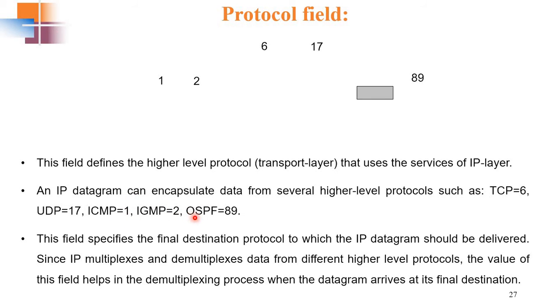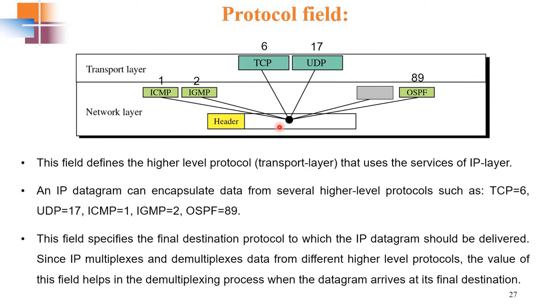IGMP means 2. OSPF means the number I'm going to use, 18. So now, inside the network layer, I'm going to do the encapsulation process. I have the data followed by the payload. The data's header size is supposed to be 20 to 60 bytes, and the remaining is all occupied by the payload.